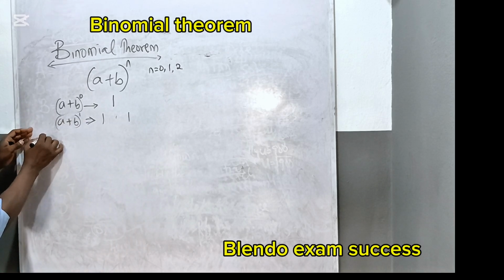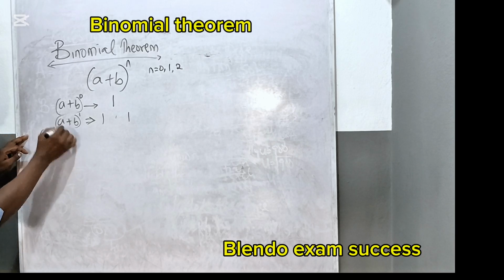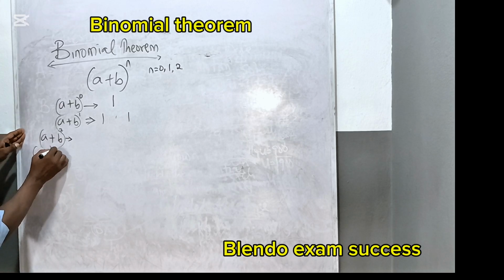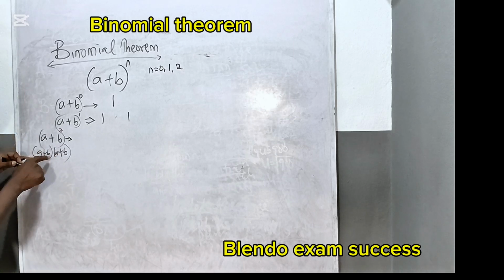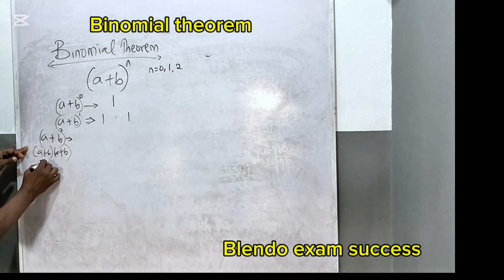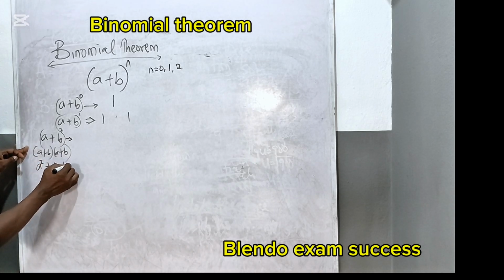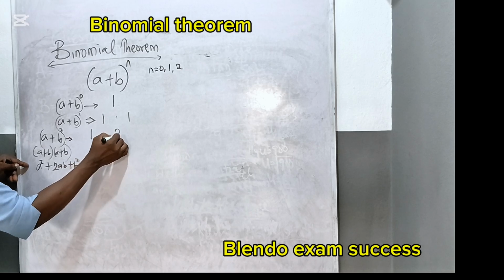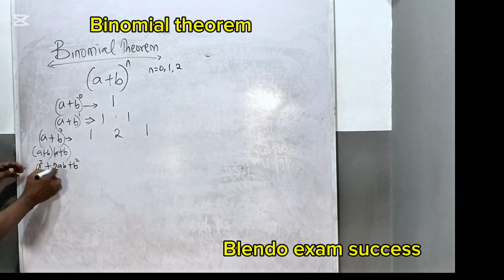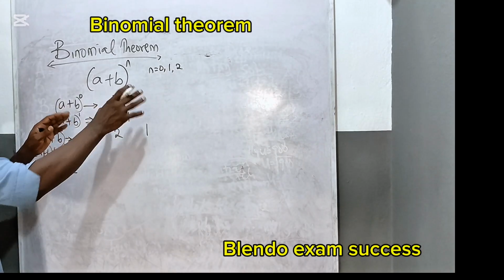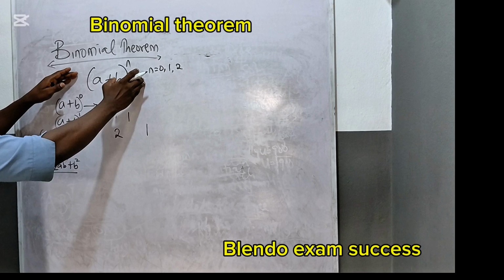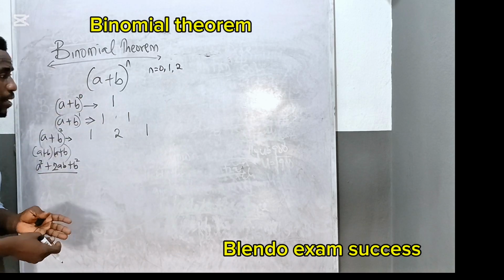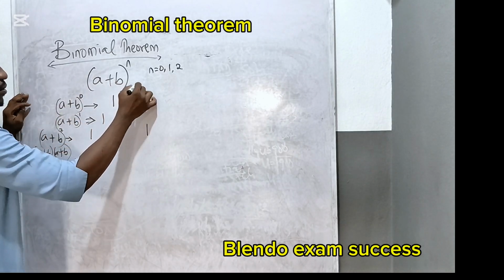Then let's say (a + b) raised to power 2. We can quickly expand this using the (a + b) times (a + b) method, and we get a squared plus 2ab plus b squared. Here we have 1, 2, 1. So from here we can expand this binomial expression. We can as well use the binomial theorem to expand a binomial expression. But we are using Pascal's triangle now.